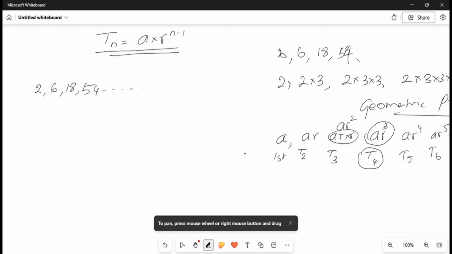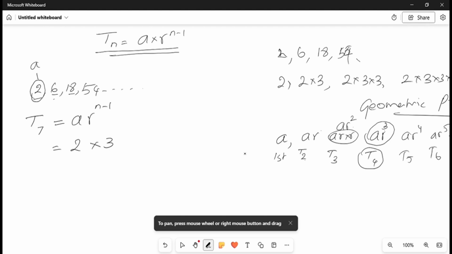If they ask for T7, you have to use A R to the power n minus 1. Here you know A is the first term. A is 2. What is R? Divide the second term by the first term or the third term by the second term. If you divide the third term by the second term or the second term by the first term, you will get the same answer, which is 3. So that is called the common ratio R.